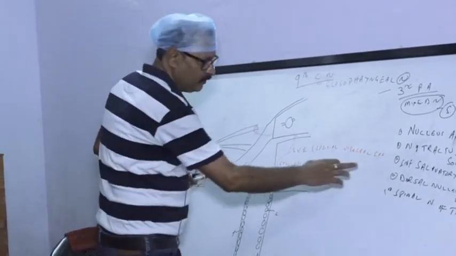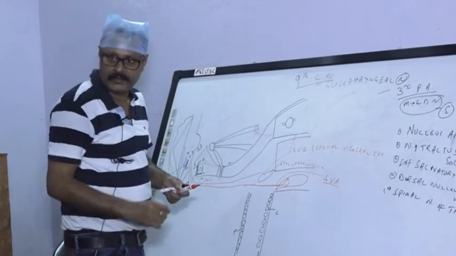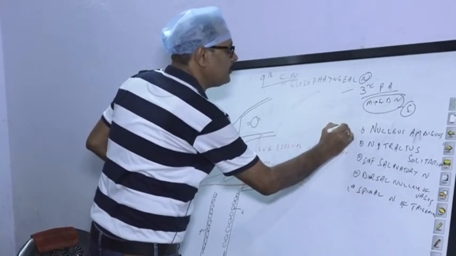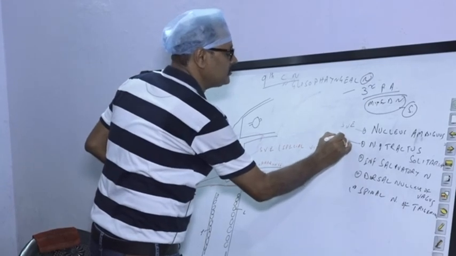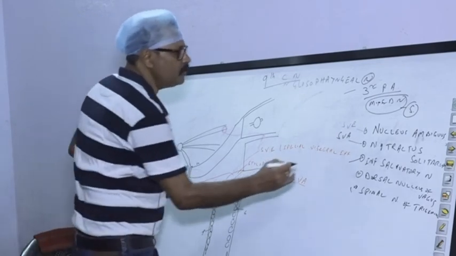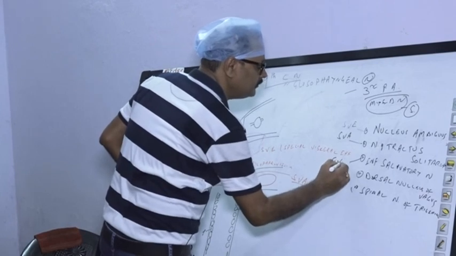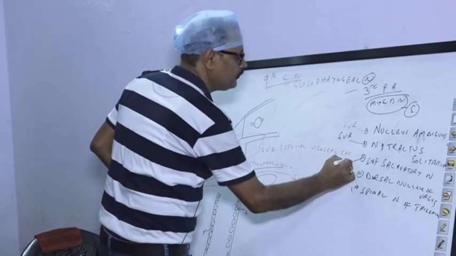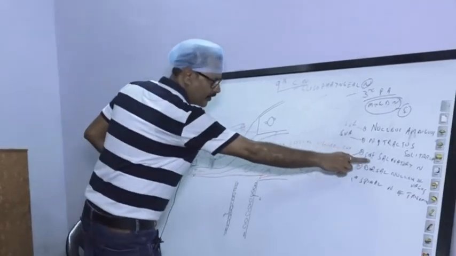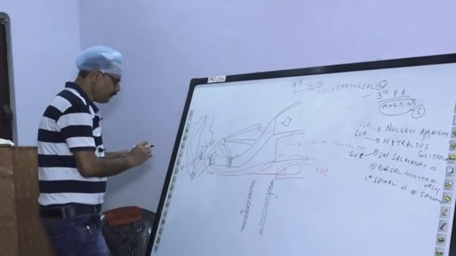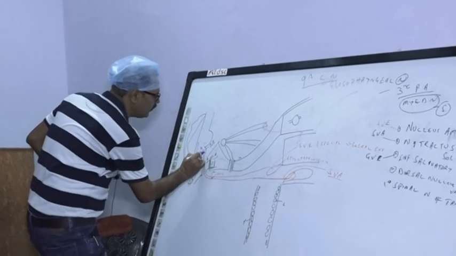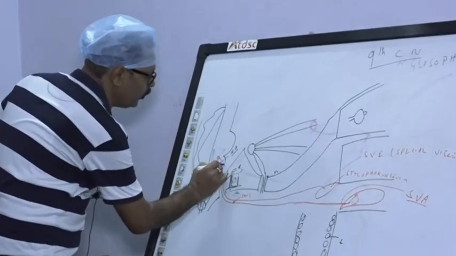Now we will take the third one, that is the inferior salivary nucleus. This is the inferior salivary nucleus. This is known as general visceral efferent. Now my question is, this is the inferior salivary nucleus fiber. So now, from here, the inferior salivary nucleus, the fiber leaves at the junction of the olive and the inferior cerebellar peduncle.